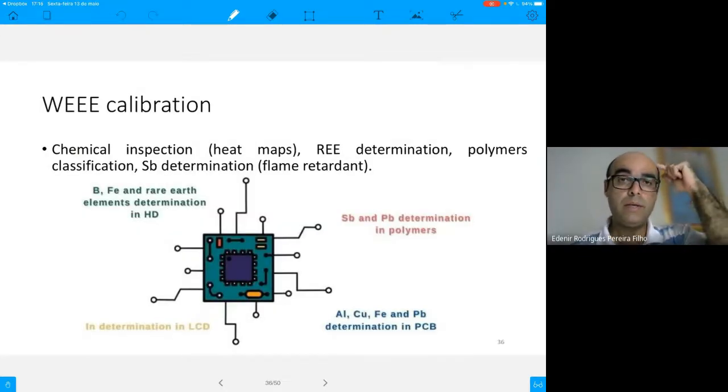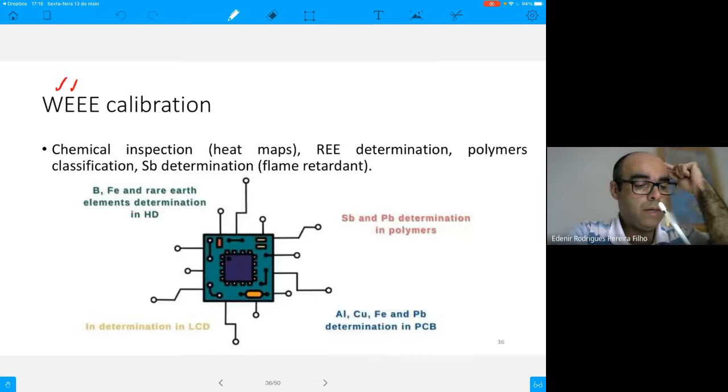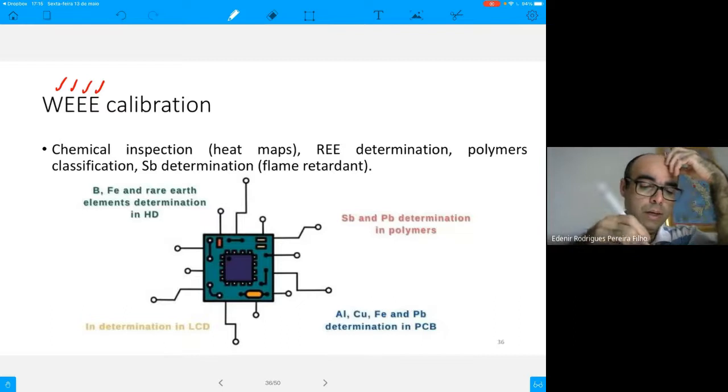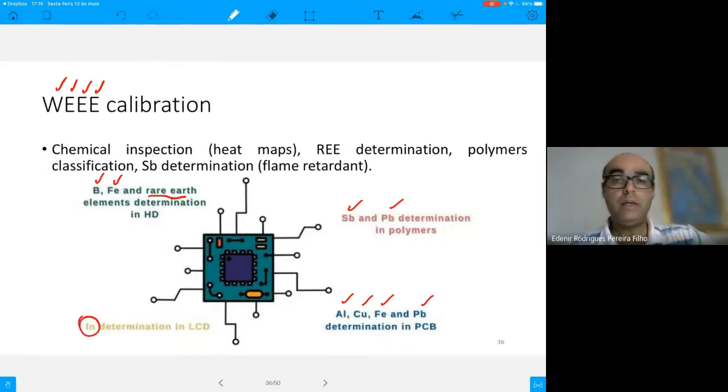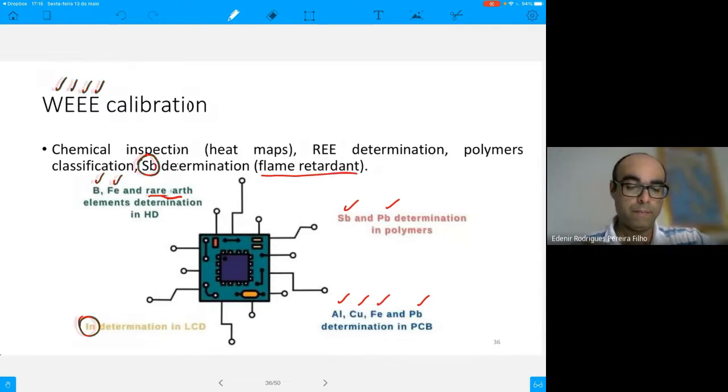Applications for waste electrical and electronic equipment. This type of sample is very complex because you have several types of elements: barium, iron, rare earth elements, antimony, lead, aluminium, copper, and also indium in the LCD screens. And antimony is used as a flame retardant in this type of sample.